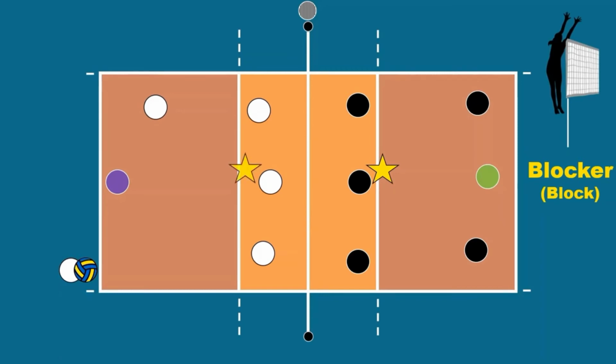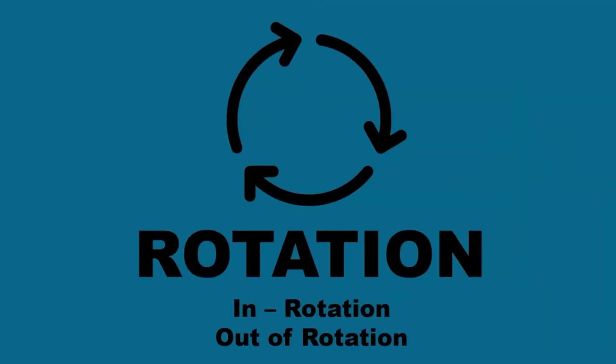If you're a recreational player, whatever I've said so far should be good enough for you to go ahead and enjoy volleyball. But if you want to go a little bit pro, then there's one very important concept you need to understand. That is rotation. It is a little bit tricky, but I'll try my best to explain it. This is very important if you're watching a pro match or if you want to be a pro player. So what is rotation, what is in rotation, and what is out of rotation?